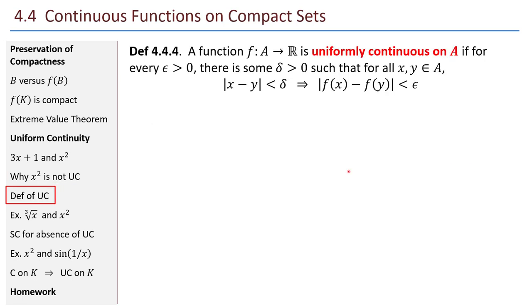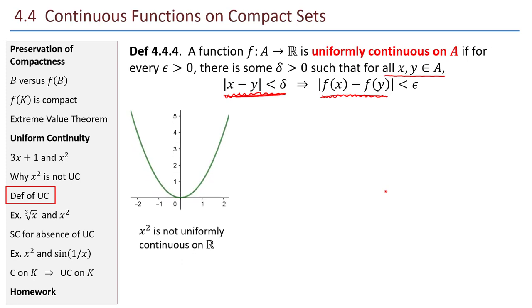Here's our definition for uniform continuity. A function f going from A to the reals is uniformly continuous on A if, for every epsilon greater than 0, there is some delta greater than 0, such that for all x and y in A, if x and y are within delta of each other, then f of x and f of y are within epsilon of each other. I'm not using c anymore. I'm not focusing on any one particular point. I'm just requiring that my two inputs, x and y, be really close to each other, and as a consequence, my two outputs, f of x and f of y, are also very close to each other.